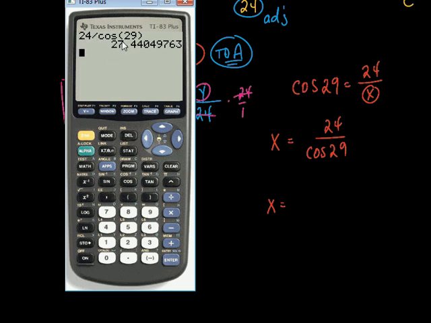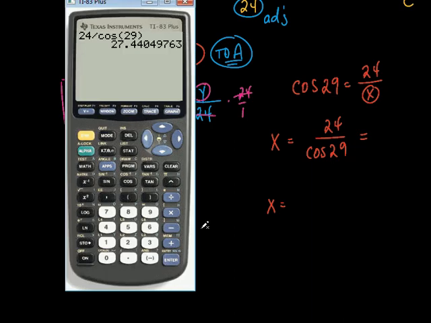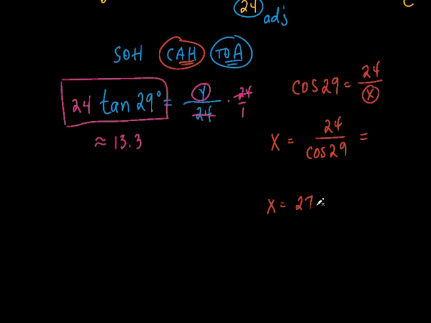24, no. Listen to what I'm saying. It's 24. Look at what's going on here. It's 24 divided by 29 cosine. On your calculator, you would hit 29 cosine, then you would hit equals. All right? And you should get the same exact thing as I got right there, 27.4. Okay? Come on, just follow my steps. It's 24 divided by 29 cosine equals, and you'll get 27.4.